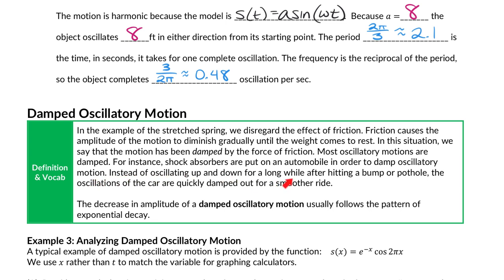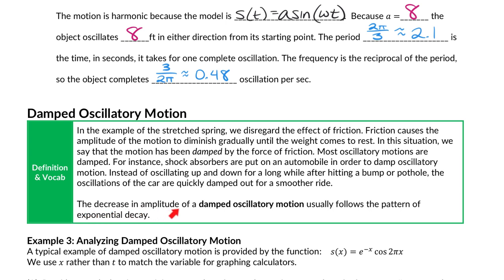Instead of oscillating up and down for a long time after hitting a bump or a pothole, the oscillations of the car are quickly damped for a smoother ride. Right? Because theoretically, if it was simple harmonic motion, the moment you hit a pothole and your car bounces up and down, it's going to stay bouncing up and down forever. But we know that's not true. We know that the car settles back down. It's because we've put friction on the springs to dampen the motion.